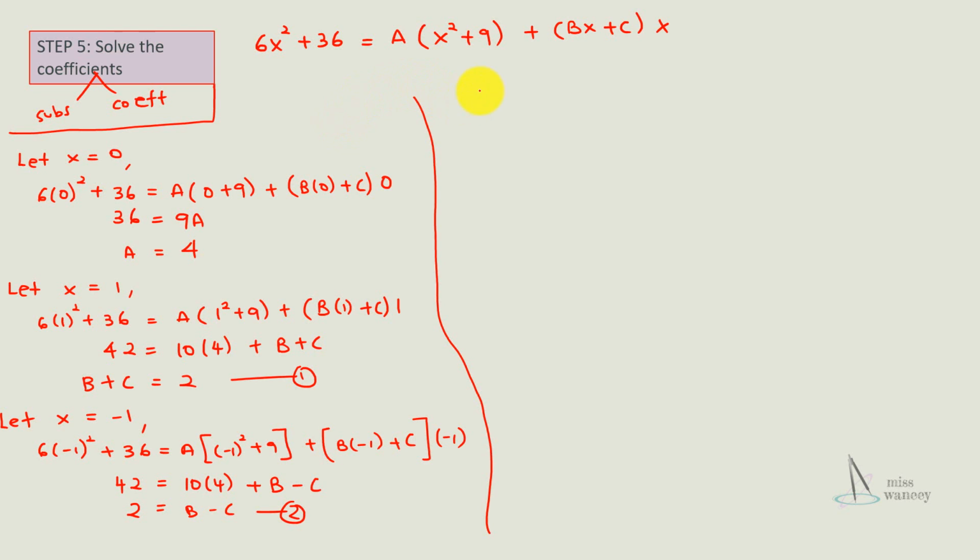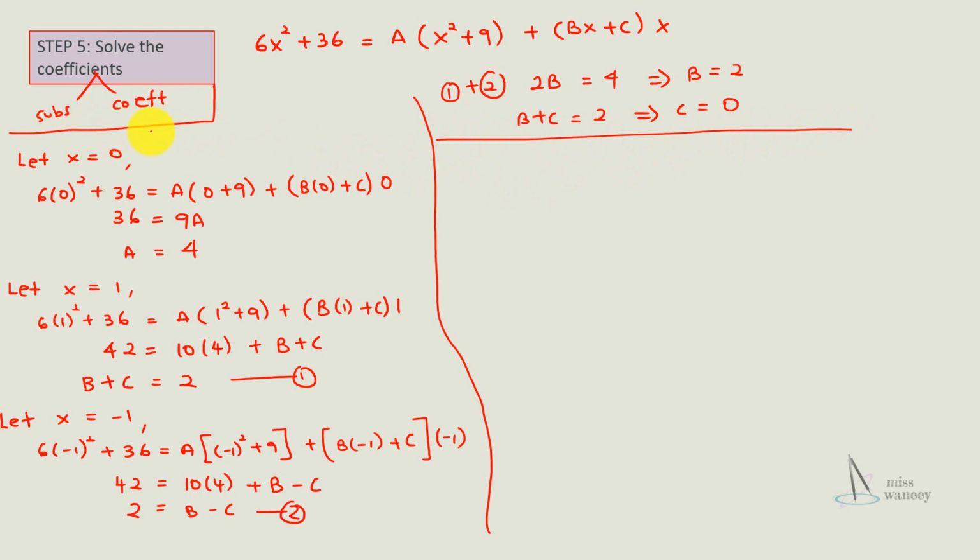So to solve them, perhaps let us do the first one plus the second one. So I'm going to have b plus b, which is 2b, c plus minus c, so those two will cancel out. 2 plus 2 is simply 4, which means b is equal to 2. And then I know that b plus c is equal to 2. That will mean that c is directly equal to 0. So I have a equal to 4, b equal to 2, c equal to 0. So this one is by using substitution.